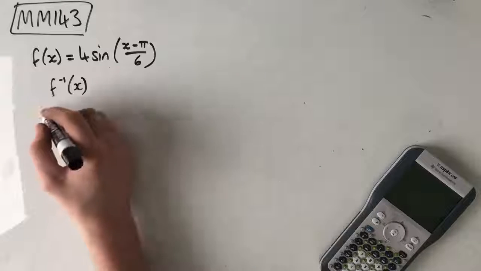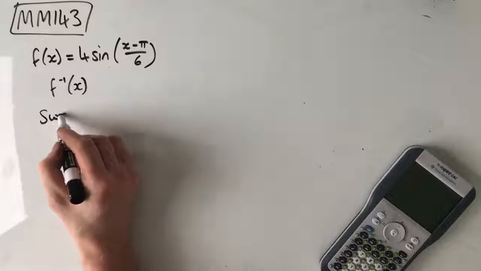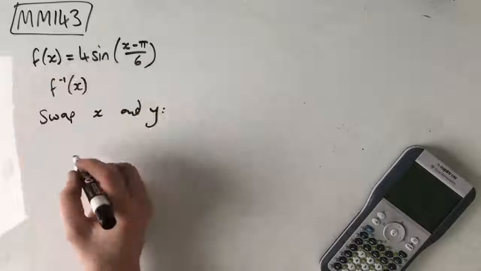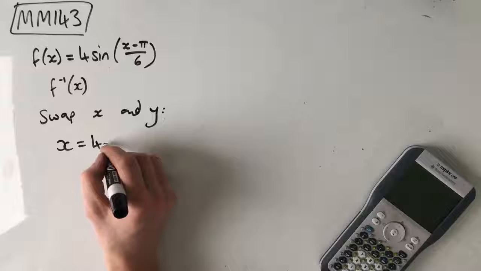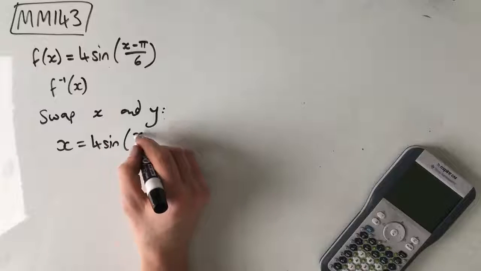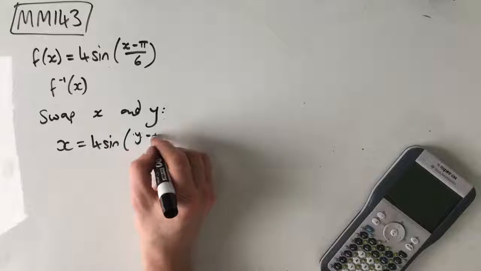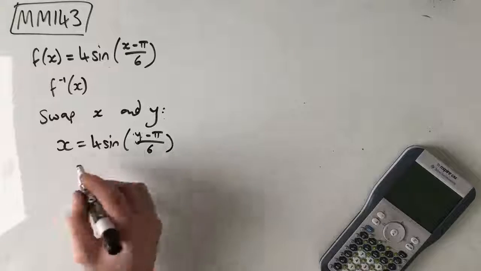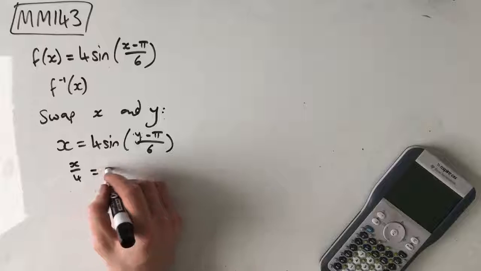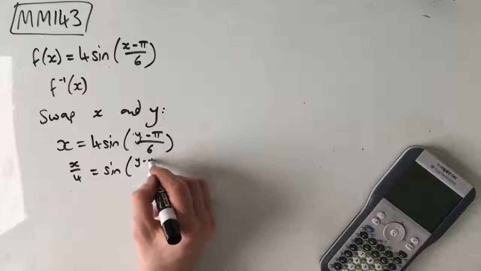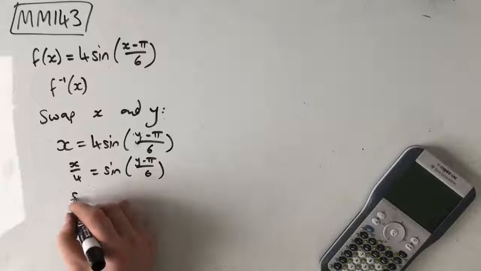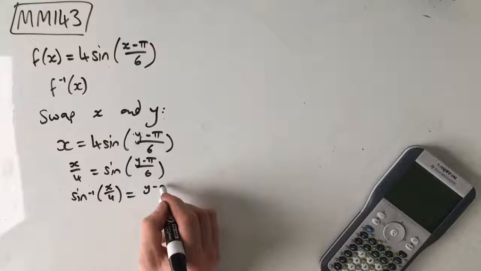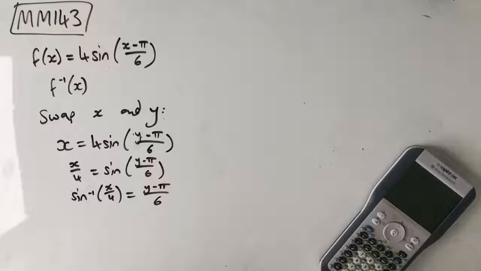Cool, so whenever we're finding an inverse, we want to do our swap x and y thing, right? Where y is our f of x, which means we get x equals 4 sine of (y take pi over 6), and then we simply have to rearrange for y. So we get x over 4 equals sine of (y take pi over 6), which means inverse sine of x over 4 equals y take pi over 6.